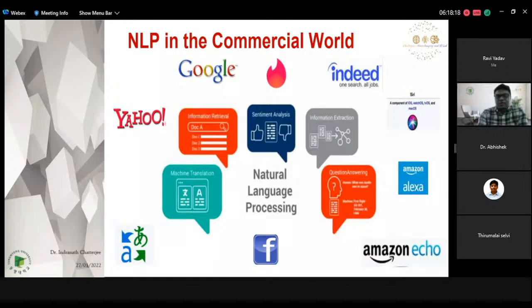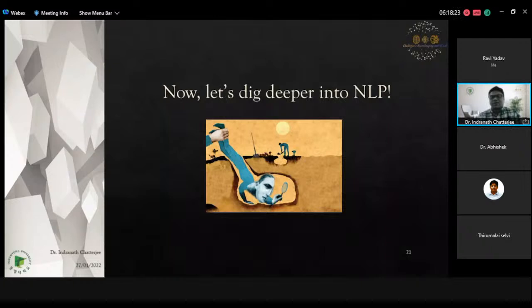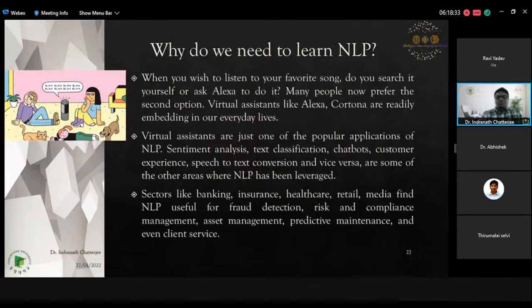Now let's dig deeper into NLP and look at the technological part with the help of some examples of how we use NLP in our daily life. So why do we need to learn NLP? For example, you are going in your car or in a bus, and you listen to a song, just two or three sentences, maybe just a sentence in the middle of a whole song, and you don't know the starting point of the song. There's a mukhra of the song, right? So what do you do?